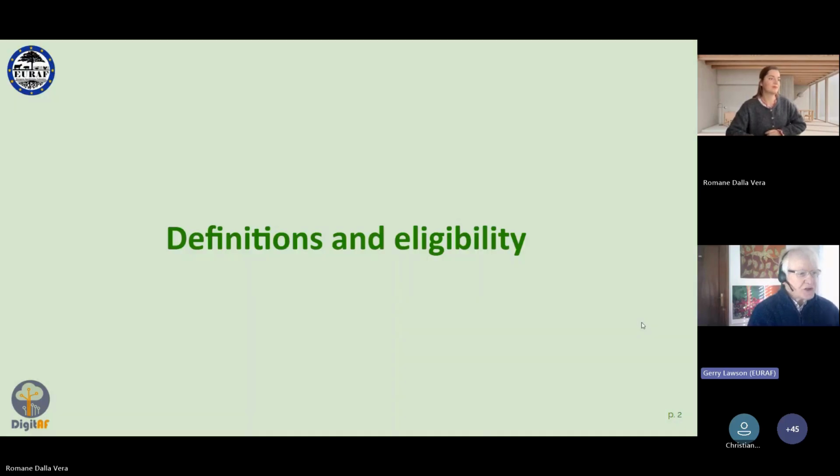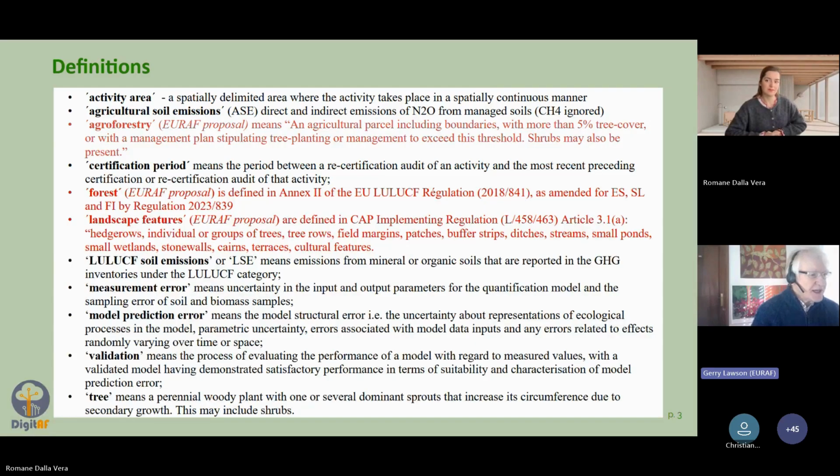So definitions and eligibility. What you're about to see is a list of the key definitions within the CRCF, the Carbon Removal Certification Framework Delegated Act for Carbon Farming. This is the latest draft. The red ones are a couple of additional definitions which EURAF is proposing, and we hope that CINEA will accept those.